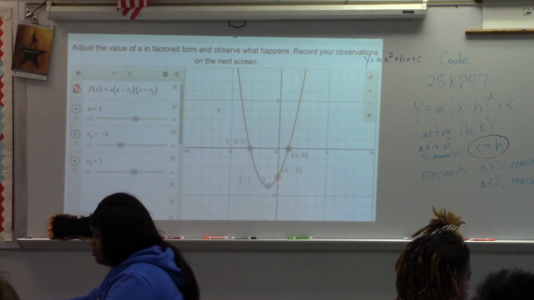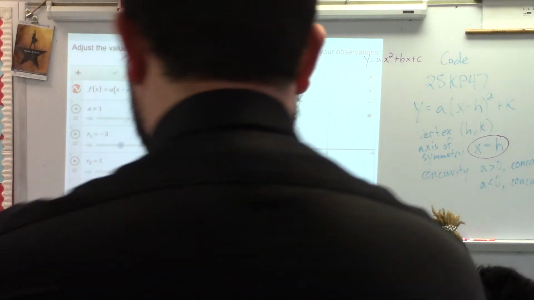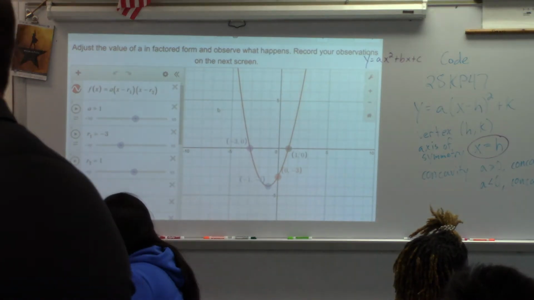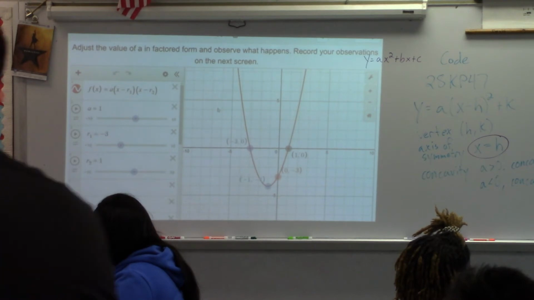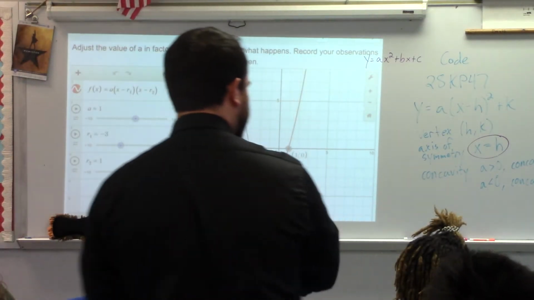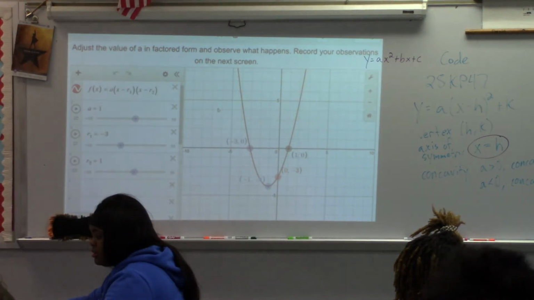Talk about that with your small group. I'm going to go check on others. Talk about it with each other about what we think A is affecting. When it's positive, I think it stays. The concave is up. Once you finish 15, move on to 16.